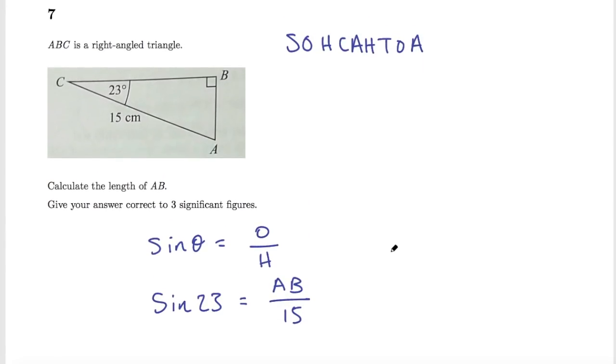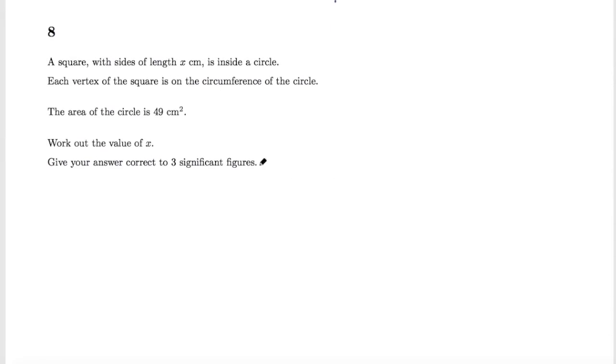A pretty straightforward trigonometry question. Question 8 says, a square with a side of x centimeters is inside a circle. Each vertex of the square is on the circumference of the circle. The area of the circle is 49 centimeters squared. Work out the value of x and give your answer correct to 3 significant figures.